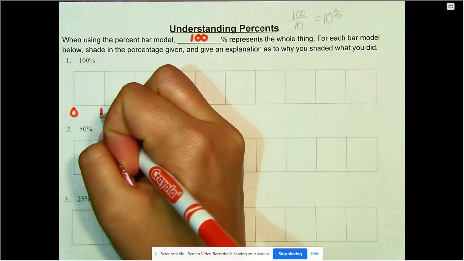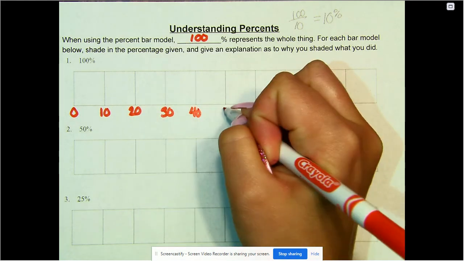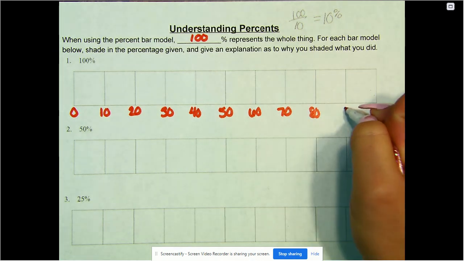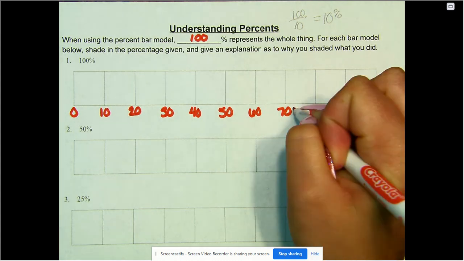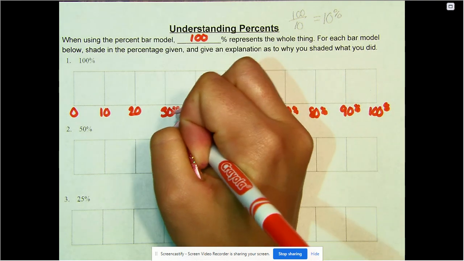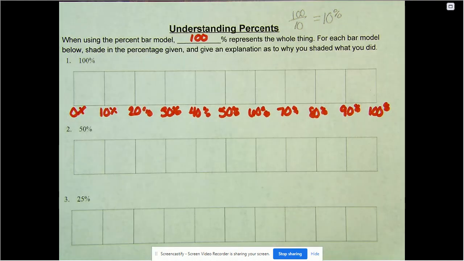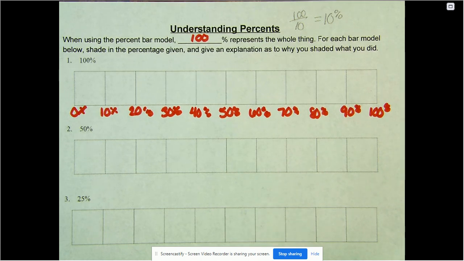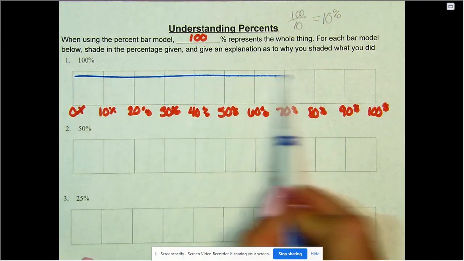Okay, so I'm going to show that by labeling it on the bottom. So 0%, 10, 20, 30, 40, 50, 60, 70, 80, 90, 100. Okay, and again, those were all percents. So at least for this one, I'm going to go through and write the percent sign. Okay, so there are my percents, and then the first one we've got to shade is 100%. So what would 100% look like? Okay, well, the entire bar, because 100% of it would be filled in.